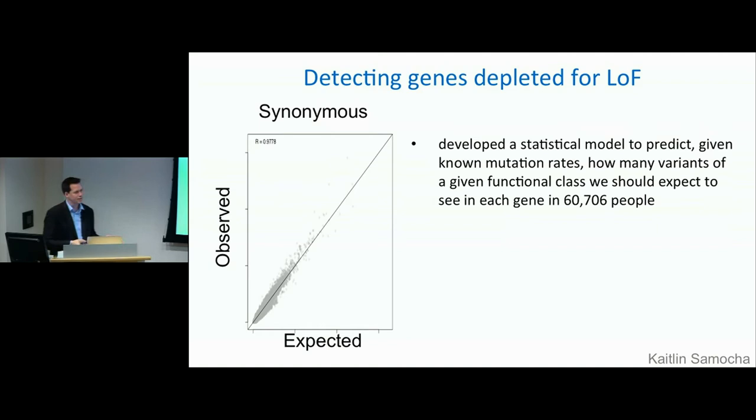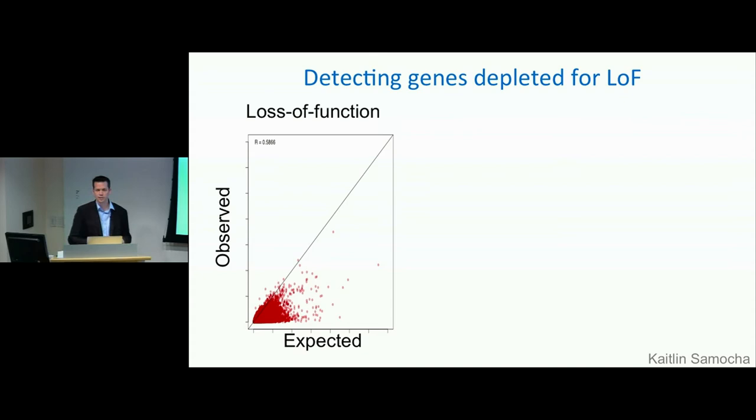But as we move to other much more functionally damaging classes of variation, so this is an extreme example, these are predicted protein truncating or loss of function variants, that fit becomes much less good. That is true because for most genes in the genome, there is a significant depletion of loss of function variation compared to expectations. That should not be a surprise to anyone here. Basically, what that tells us is that for most genes in the genome, loss of function variants are bad, they do something deleterious, and as a result, they tend to get removed from the population by natural selection. So the fact that most genes fall below this line is not a surprise.